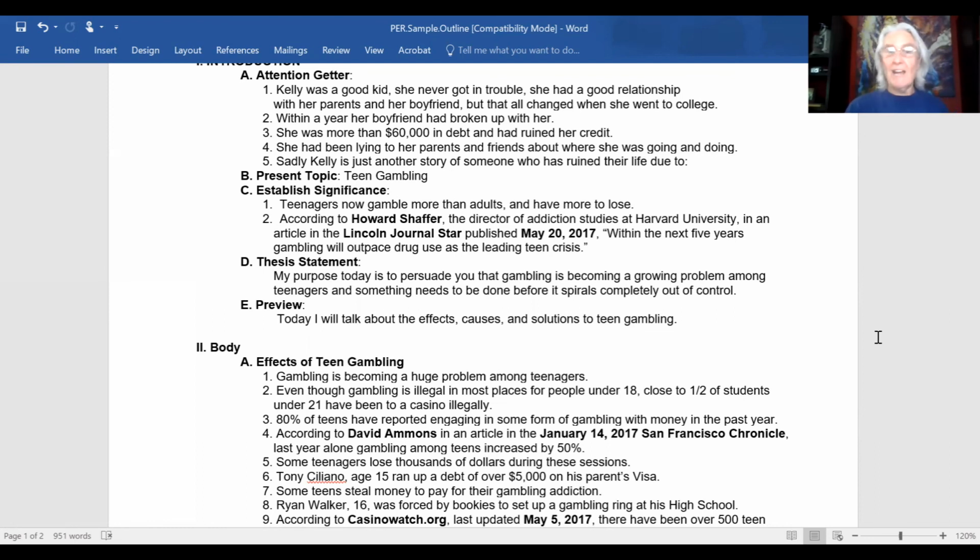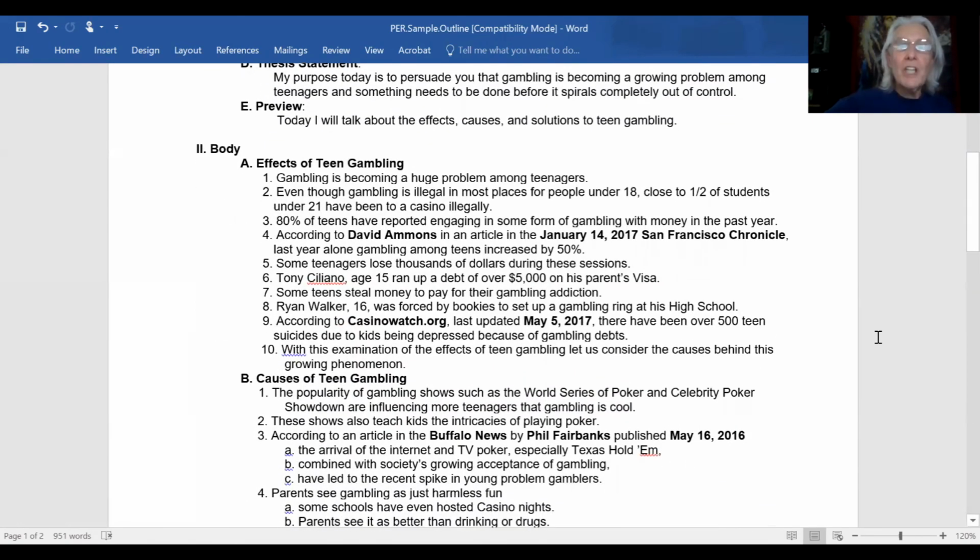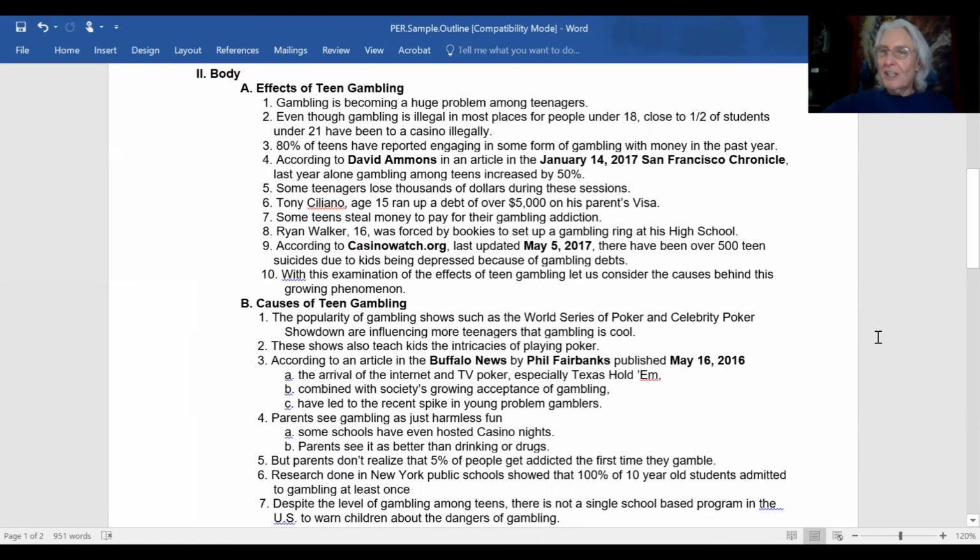And if you're doing the behavioral speech, all your previews will sound something like: today I'll talk about the effects, causes, and solutions to whatever the problem is that you're addressing. And that's important. We're kind of walking the audience through the persuasive path that a lot of us go through anytime we go to the doctors, right?